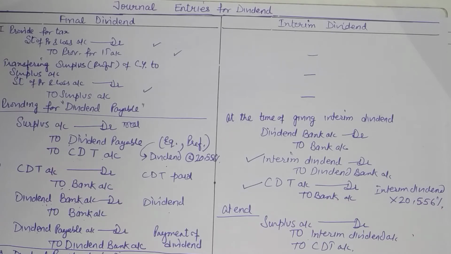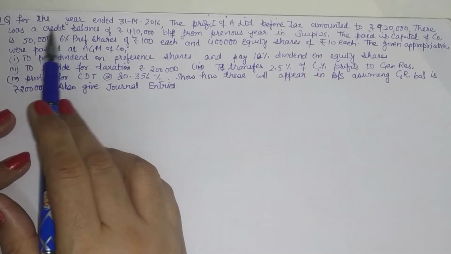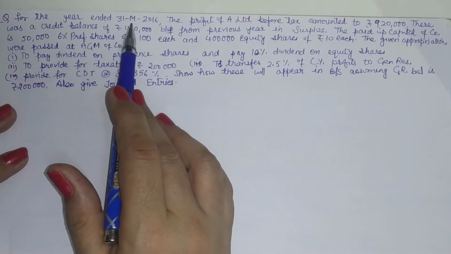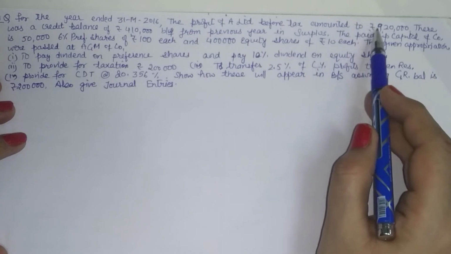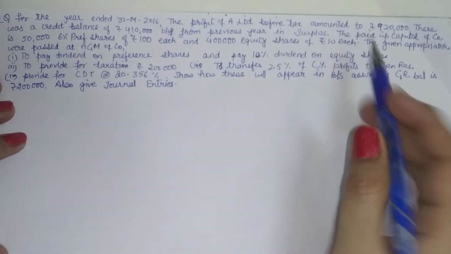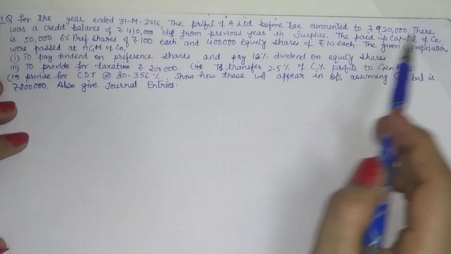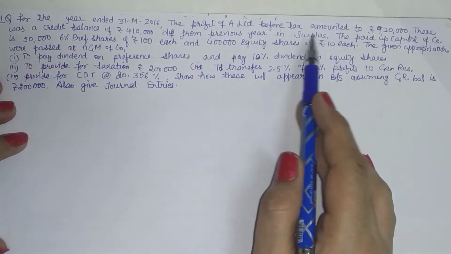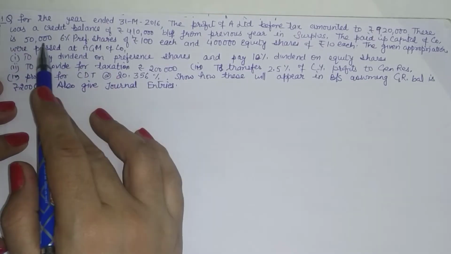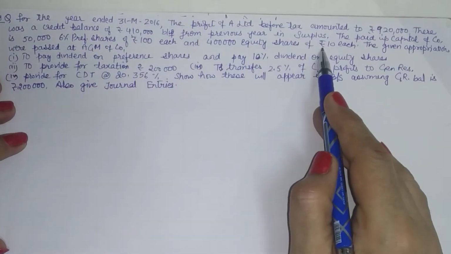So let us take up a question to understand the working. Now suppose we have this information. For the year ending 31st March 2016, profit of the company A Limited before tax is 9,20,000. So if it is before tax, it means we need to first provide for tax and then the surplus will be transferred. There was a credit balance of 4,10,000 from the previous year in surplus. So this is your opening balance.